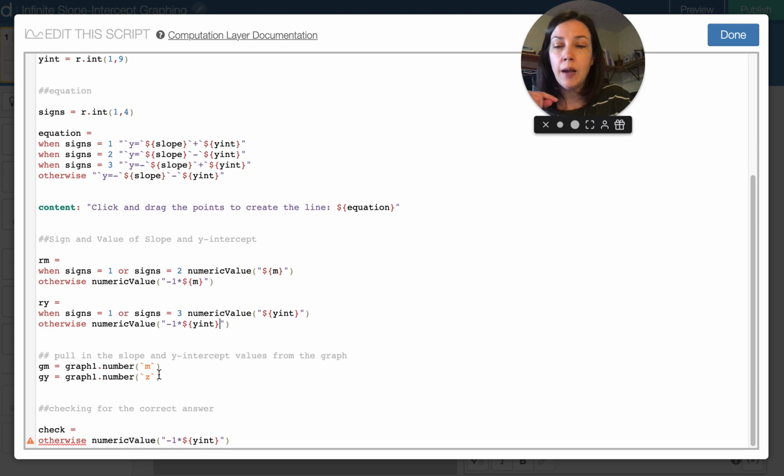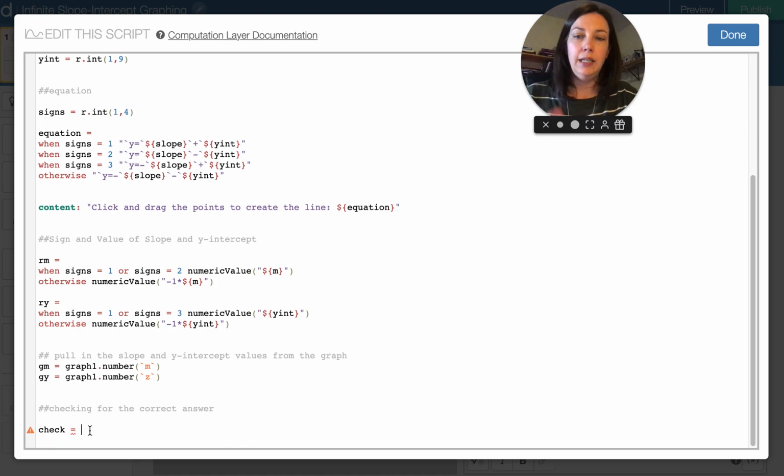Here, I'm pulling in the slope and the y-intercept from the graph component that the students are manipulating the points. It's calculating their slope and y-intercept. We're pulling it into this component. Now I need to check. I'm almost tempted to restart this video because I started moving things around. Oh no. I'll keep going. All right, now I need to check.